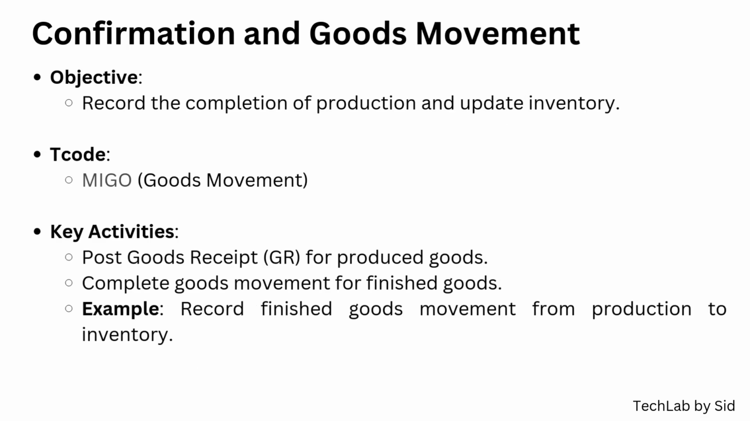Once production is complete, the next phase is confirmation and goods movement. After the goods are produced, they need to be moved to inventory. This is done through the goods receipt process, which can be carried out using Tcode MIGO. The system updates inventory records and ensures that the finished goods are available for delivery. In this step, the system also reflects the completion of the production order and inventory is adjusted accordingly. This phase is important for ensuring accurate stock levels and reflecting the production outcome.